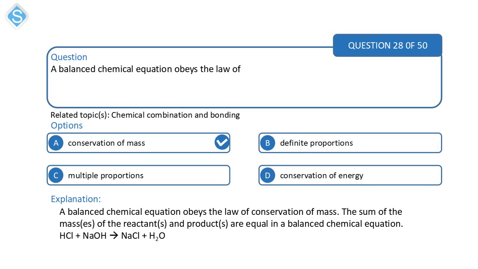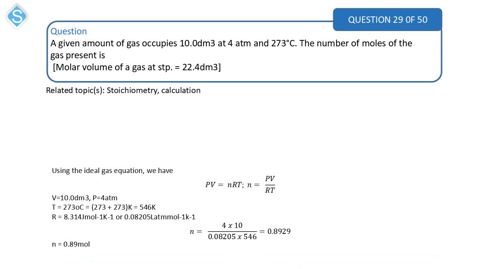Now this is the case with regular reactions, but in nuclear reactions new elements may be created. However, the sum of the masses of the reactants will be equal to the sum of the masses of the products.